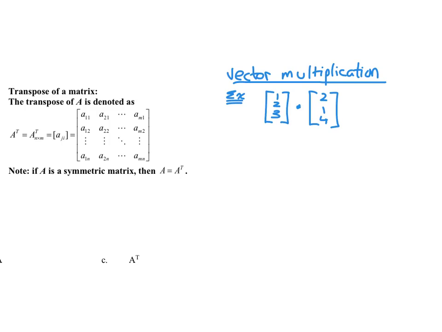Because if I'm taking a 3x1 matrix and multiplying it by a 3x1 matrix, vector multiplication falls apart. This doesn't play out. If I try doing this on my calculator, it's going to give me an error message. So this is no good. But what I can do is rewrite my first vector as 1, 2, 3, make it a row vector instead of a column vector, and then multiply that against 2, 1, 4.